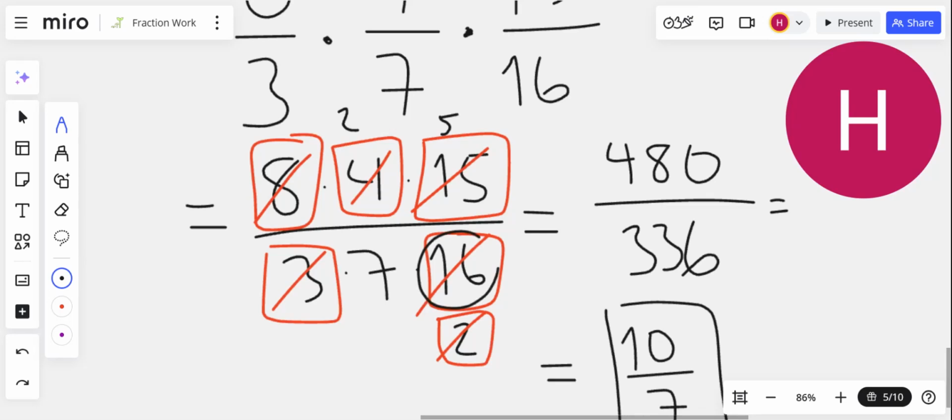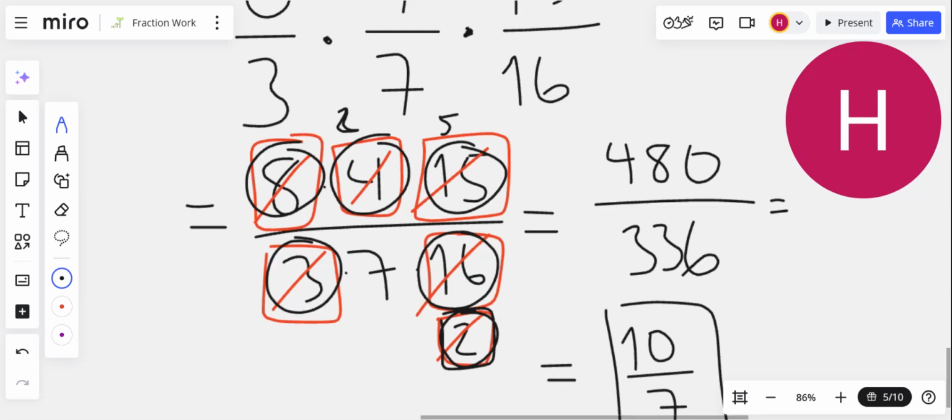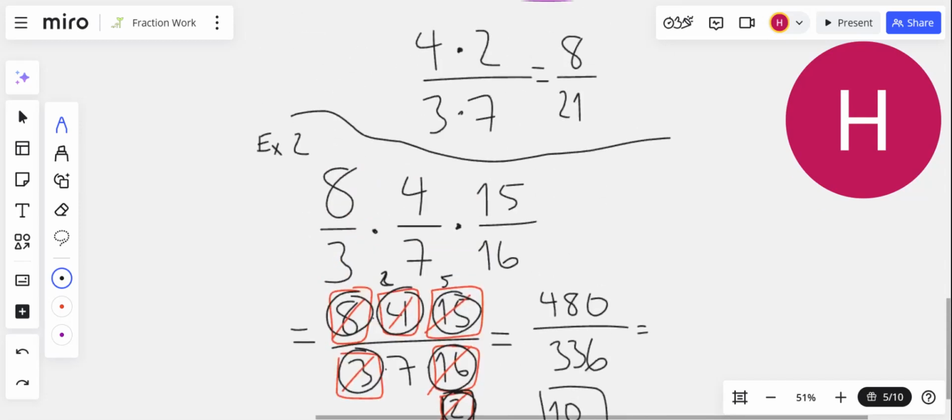So I kind of did 16 divided by 8 leaves a 2, and then I did 4 divided by 2 leaves a 2. So the bigger number prevails. There's going to be stuff on the top or on the bottom, depending which is the bigger number. Here we did 15 divided by 3 is 5, so I left 5 on top. And that's a really easy way to multiply fractions.